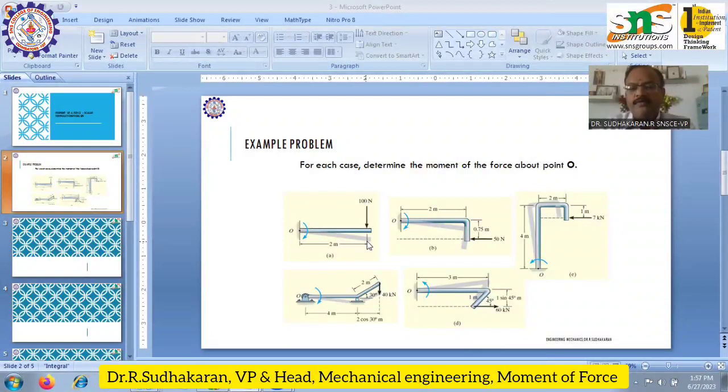Now we have to determine whether it's a clockwise or anti-clockwise moment. This force is going to rotate this particular body in the clockwise direction. Clockwise is considered as negative, so it is taken as minus 200 Newton meter. So this is the answer for the first figure. Now we go to the next figure.